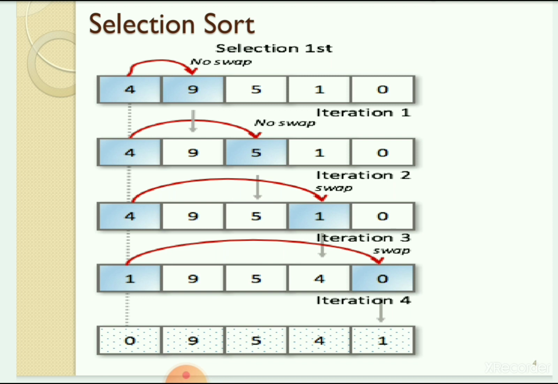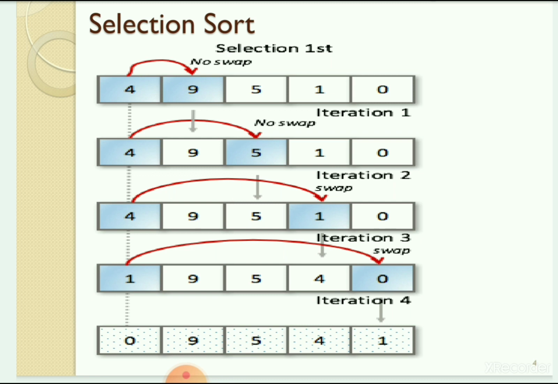In the third iteration 4 is compared with the 1, so the zeroth element is compared with the element at the third position. So 4 is greater than 1, so here we have to do the swapping. So 1 is replaced with 4 and 4 is replaced with 1.